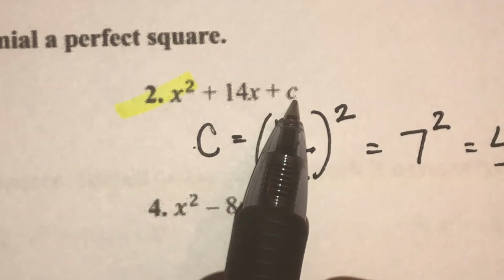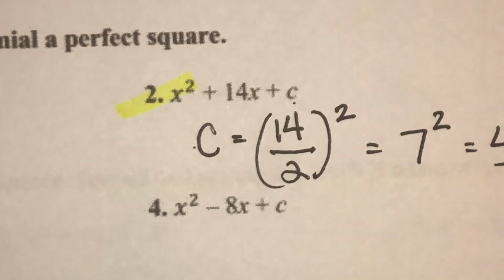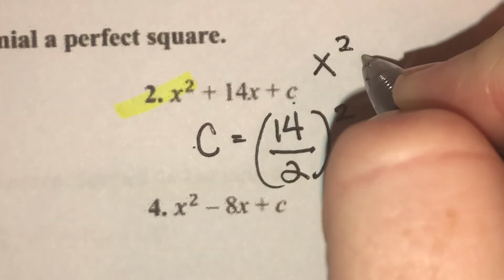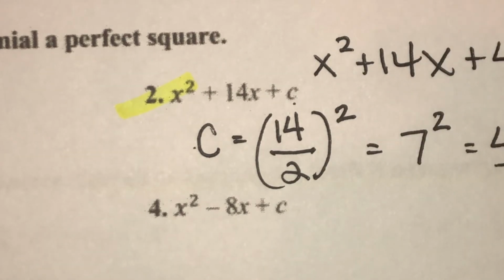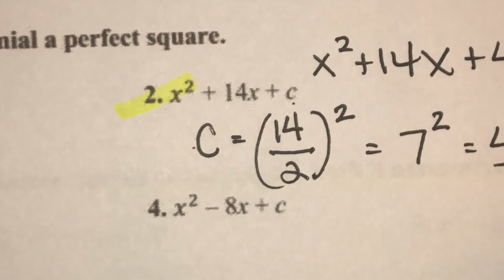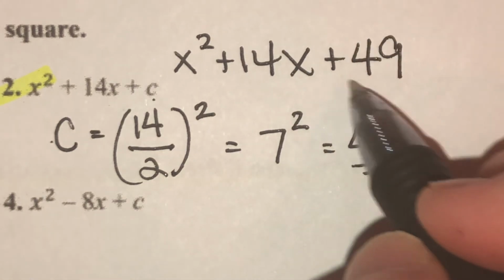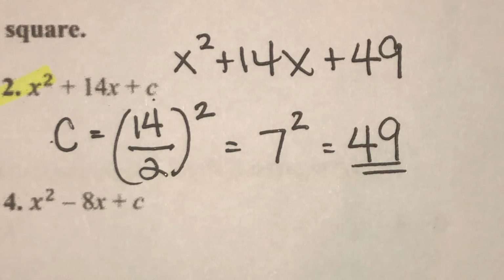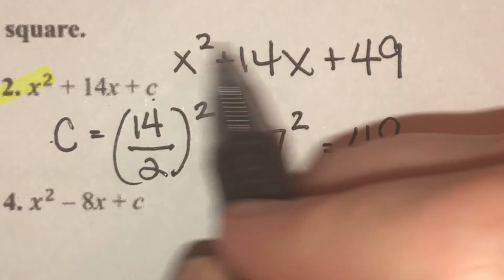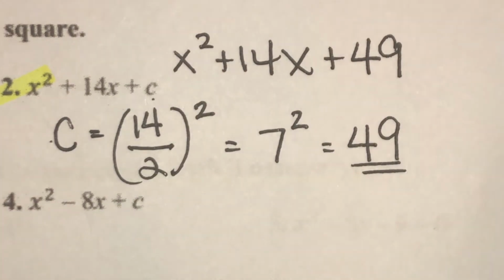So for this equation to be a perfect square trinomial, it would have to be x squared plus 14x plus 49. And the factors of 49 that add up to 14 are 7 and 7. So that makes sense. This is now a perfect square trinomial. Okay, let's do the next one.